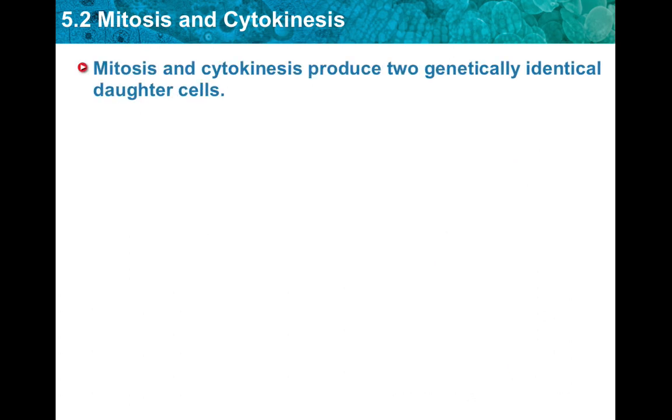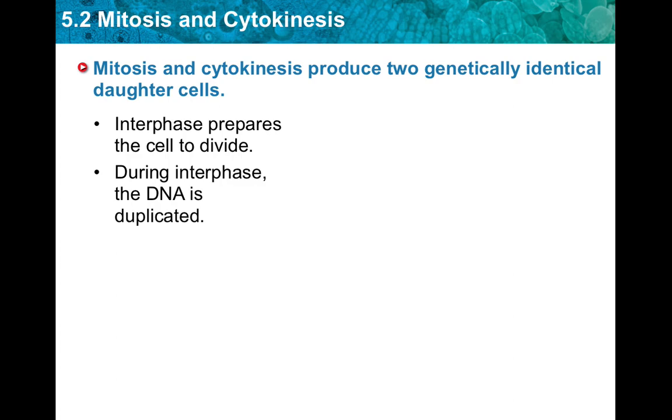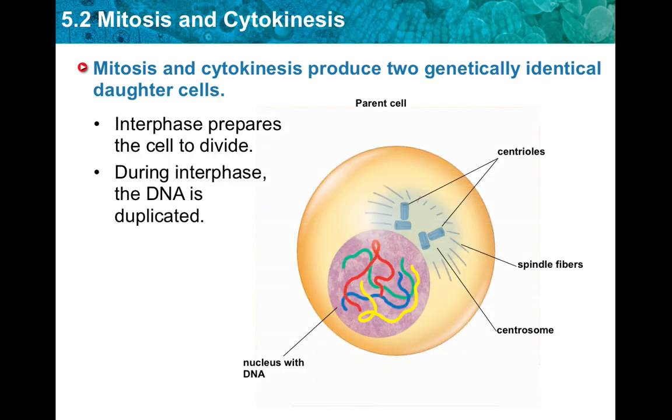Mitosis and cytokinesis produce two genetically identical daughter cells. Interphase prepares the cell to divide, and during interphase, the DNA is duplicated. Here we can see a parent cell with a nucleus, with the DNA, centrioles, spindle fibers, and centrosomes.